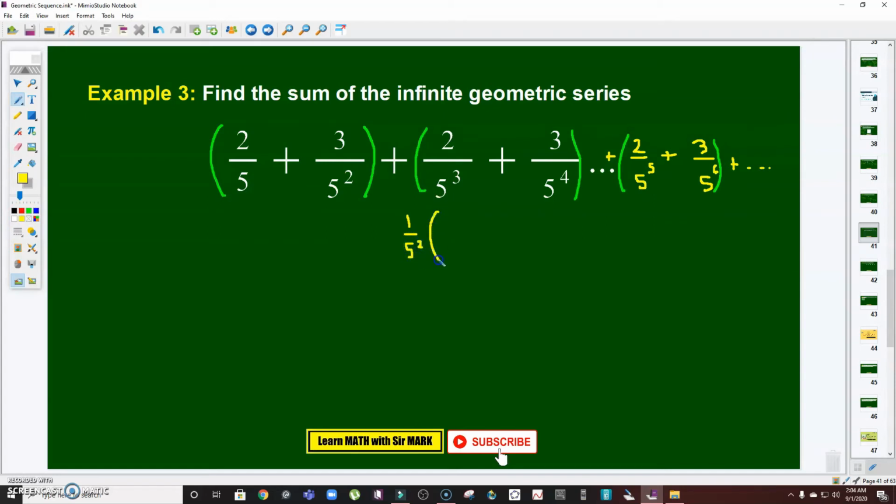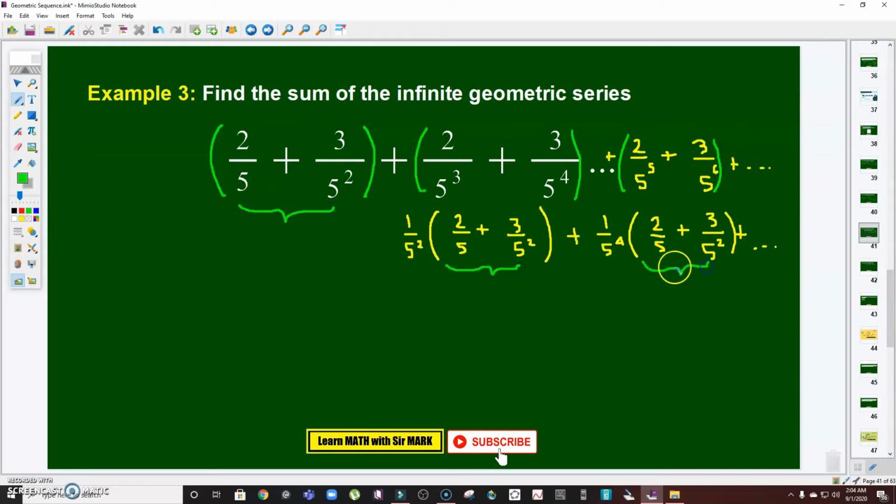If I'm going to factor out 1 over 5 squared, what will be left here is 2 over 5 plus 3 over 5 squared. Right? Next, plus, same thing, I'm going to factor out 1 over 5 to the 4th. That will be 2 over 5 plus 3 over 5 squared. There you go. So, I hope nakikita niyo na. Okay? So, look, itong term na to is equal lang yan.